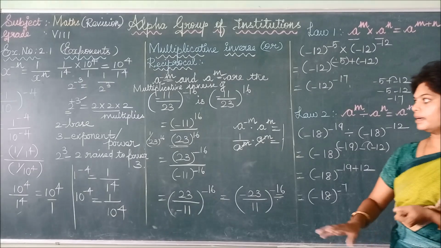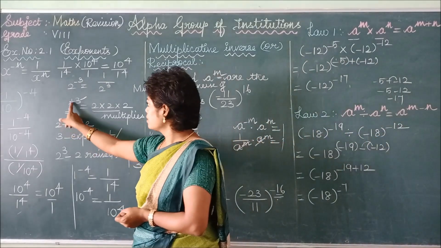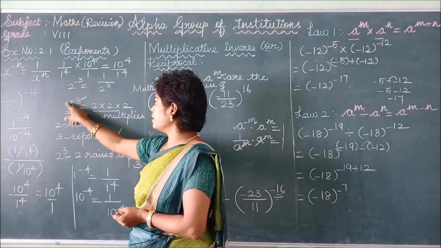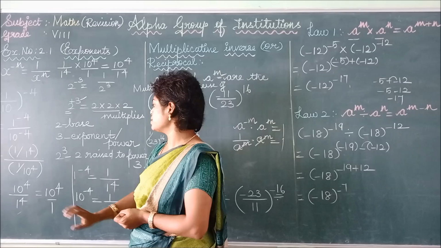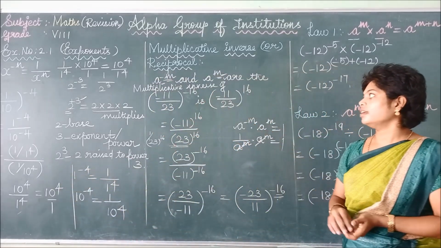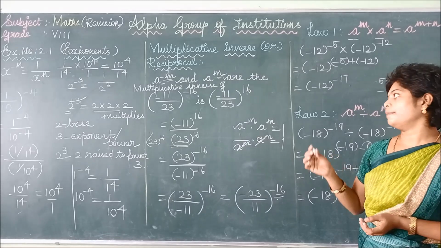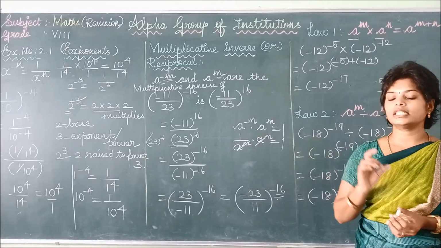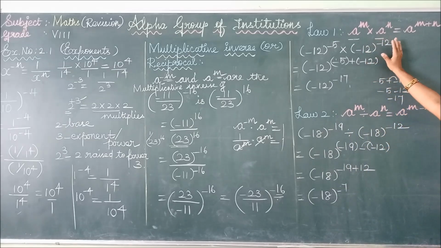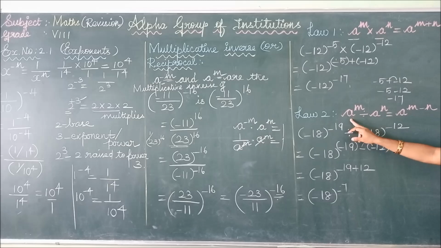So in this session, exponent is nothing but the power. Base means this one, and this is called the power. How do you read two to the power three? 2 raised to the power 3. Multiplicative inverses: a power minus m and a power n are reciprocals of each other. The two laws are a power m into a power n equals a power m plus n, and another identity law, a power m divided by a power n equals a power m minus n.